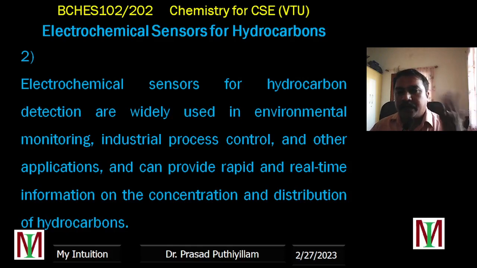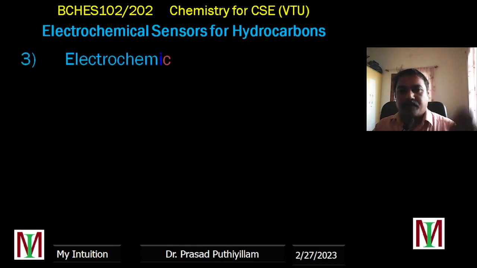So for the monitoring, we should have a sensor. In industrial process control, when we carry out chemical reactions in chemical industries, so many chemical reactions are happening. There we should know which hydrocarbon is present, or whether any new hydrocarbons are being derived from that, whether explosive hydrocarbons are getting formed or not. We have to check all that. So for process control also we need electrochemical sensors. In other applications, real-time information on the concentration and distribution of hydrocarbons is very important.